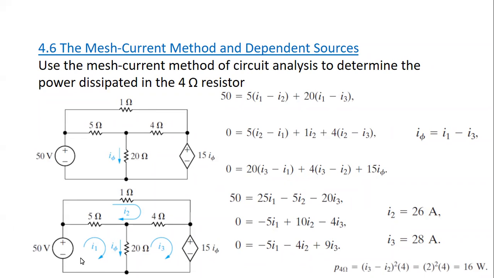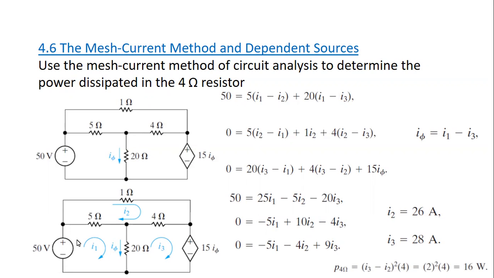So if I write KVL and I will start with the 50-volt voltage source, we are writing KVL in the clockwise direction. So for the voltage source, you are going from negative to positive, and this is voltage rise, and voltage rise will have negative voltage. So it will be negative 50, but negative 50, when you bring it to the other side of the equation, it will be positive 50.